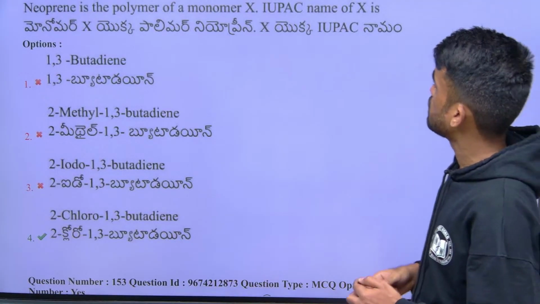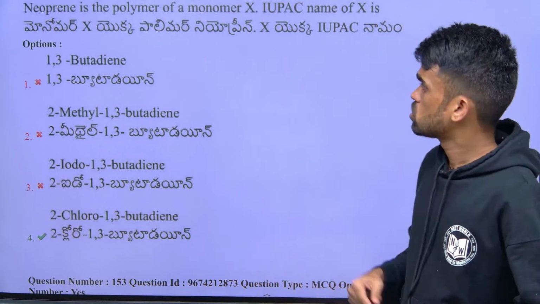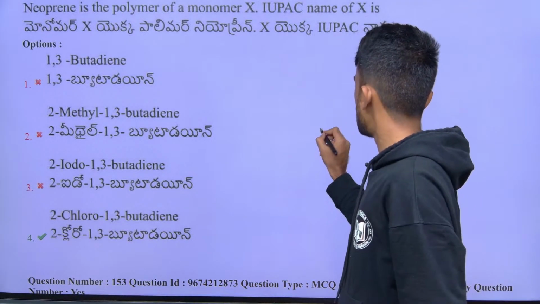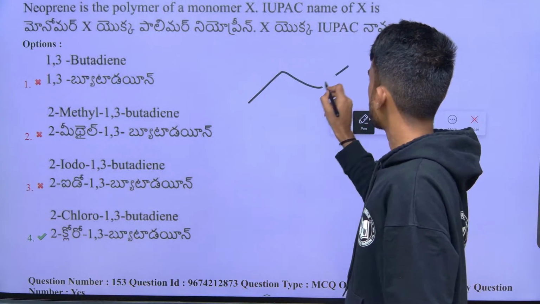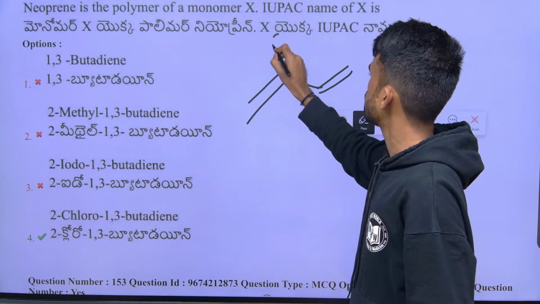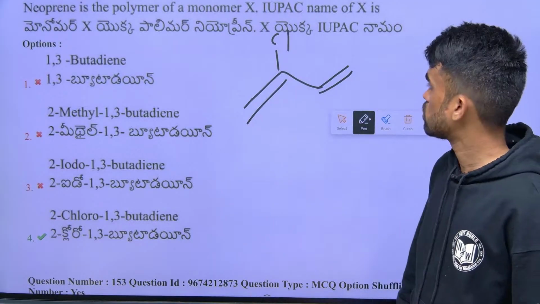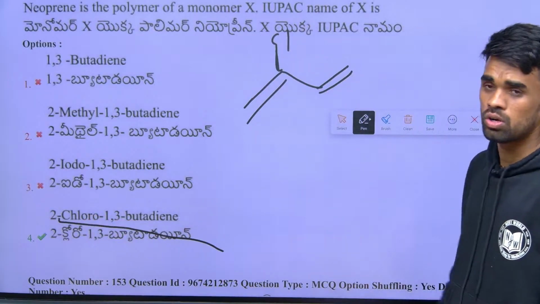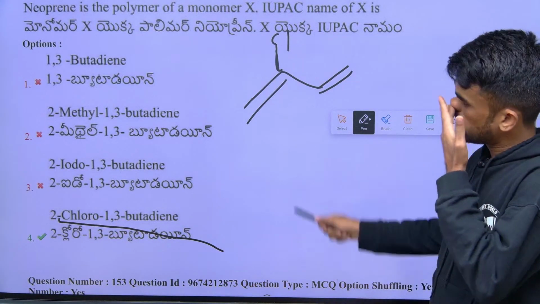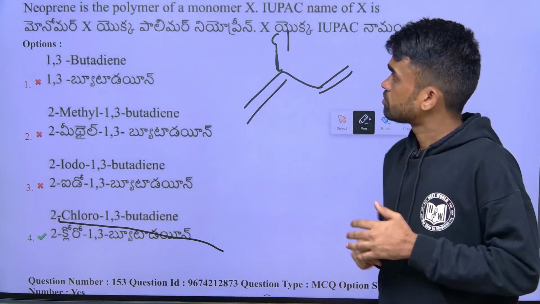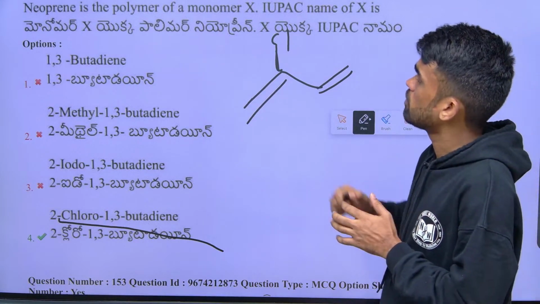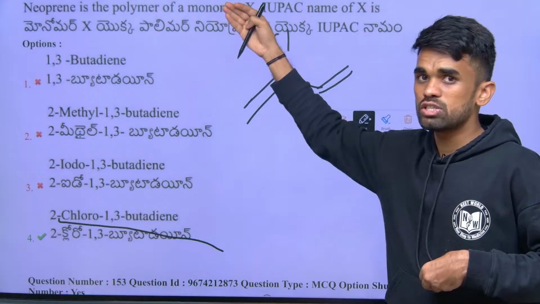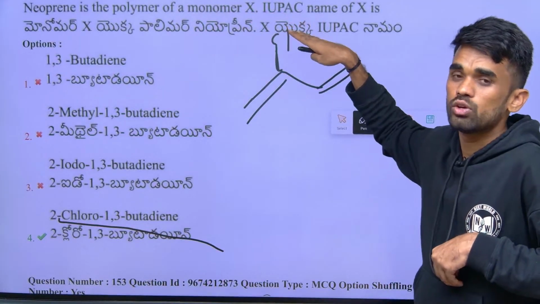Neoprene is a polymer of a monomer that is nothing but chloroprene. So neoprene, chloroprene, you can remember. Chloroprene is this one: write butadiene, 1,3-butadiene, and place one chlorine here, that will be the chloroprene unit. So 1,3-butadiene with chlorine at the second position, that is 2-chloro-1,3-butadiene. This is the monomer of neoprene. Chloroprene is the monomer and neoprene is the polymer, formed from chloroprene units.